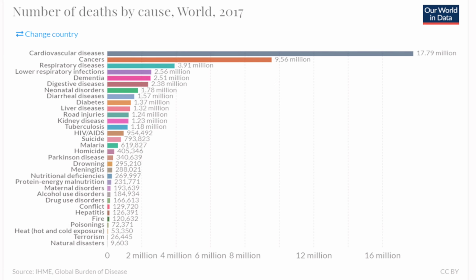Narito ang number of deaths by cause ng World 2017. Ang source natin ay mula sa IHME Global Burden of Disease. Una, meron tayong cardiovascular diseases na 17.79 million. Cancers, 9.56 million. Respiratory diseases na 3.91 million. Lower respiratory infections na 2.56 million. At ilan lamang ito sa napakaraming dahilan ng mortality rate sa Philippines.